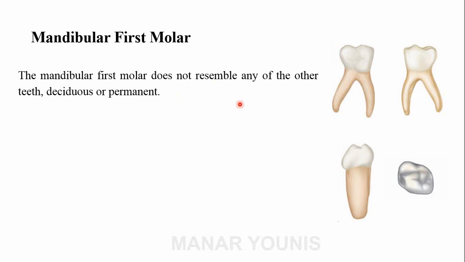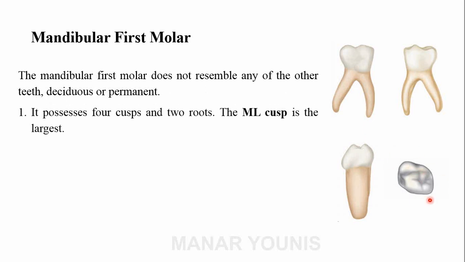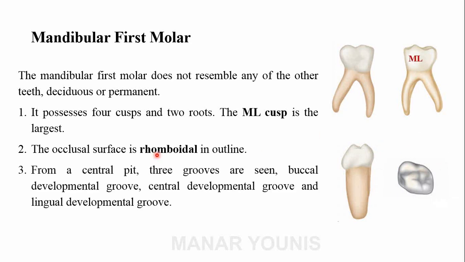Moving to mandibular primary molars, the mandibular first molar does not resemble any of our teeth, whether deciduous or permanent. So it has a unique form, mainly from the occlusal aspect. It possesses 4 cusps, 2 buccal and 2 lingual, and 2 roots, mesial and distal. The mesiolingual cusp is the longest. This is the mesiolingual cusp. It's the largest cusp. The occlusal surface is rhomboidal in outline. From a central pit, 3 grooves are seen: buccal, central, and lingual developmental grooves.